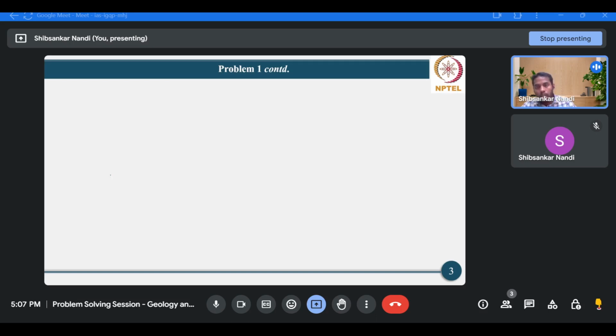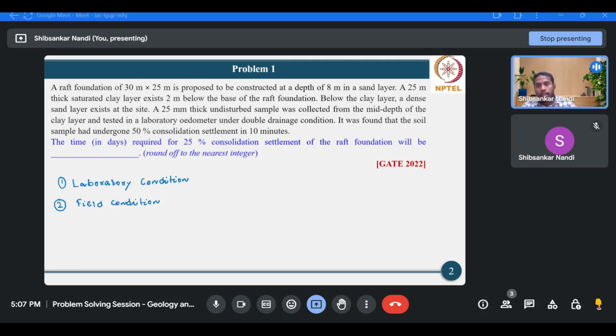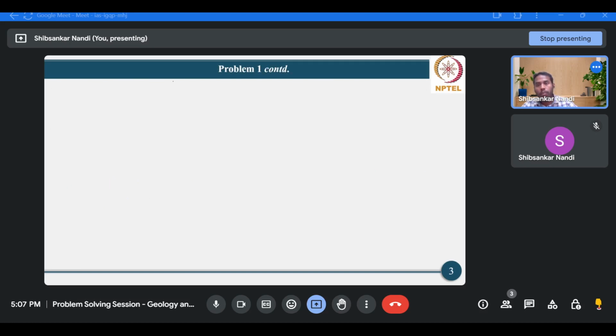As mentioned in the problem, there is a raft foundation of size 30 meter by 25 meter. So suppose this is the raft foundation, of size 30 meter by 25 meter.